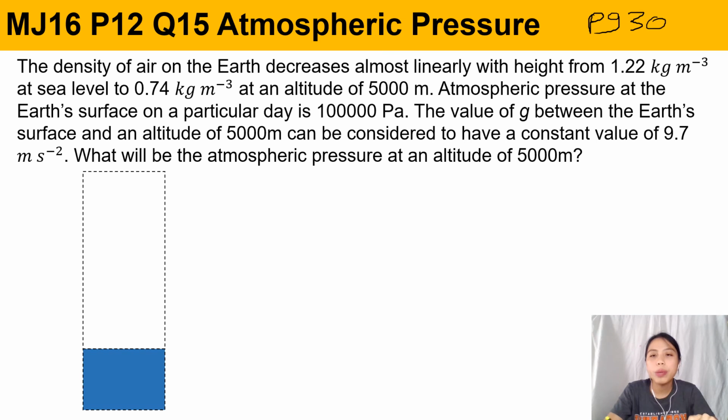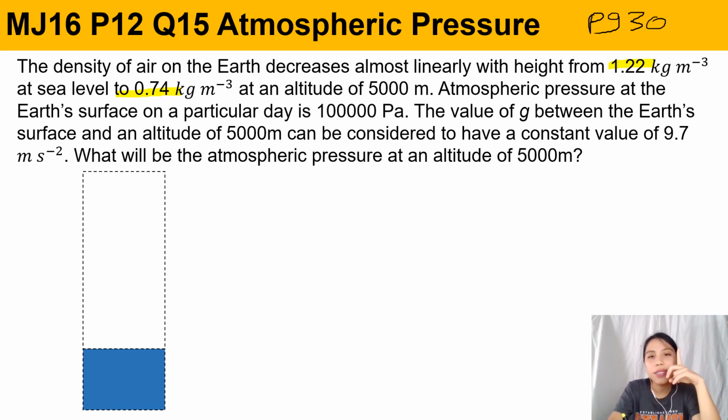Okay, first problem we have. You have a density that's changing. 1.22 and then 0.74. How? Because at sea level, the density of your air is 1.22. But then as you go higher, suddenly your density becomes so thin. This is the problem with gases. Their density keeps changing.